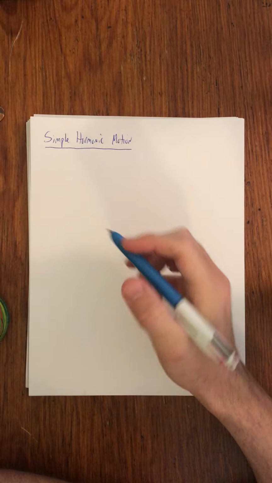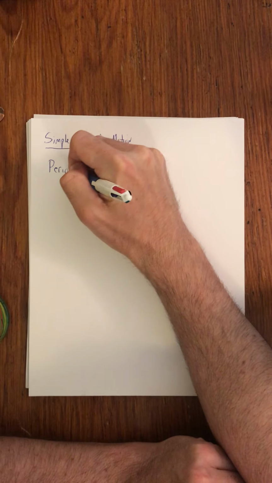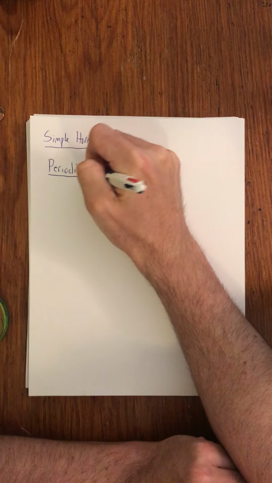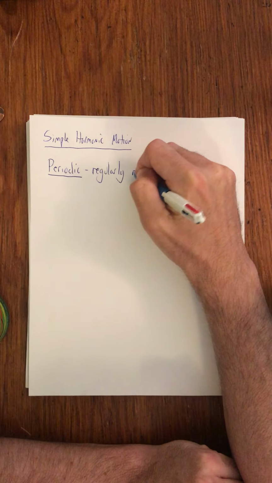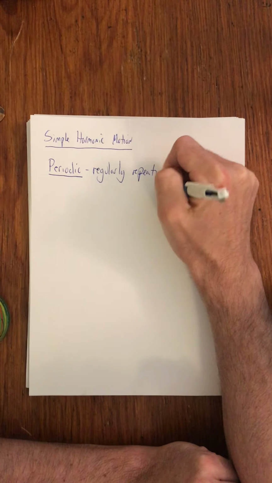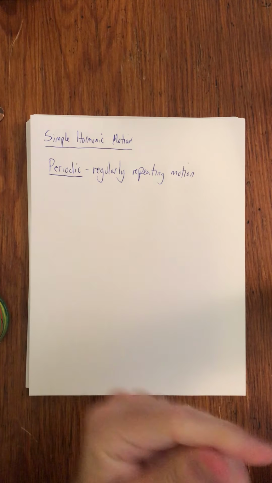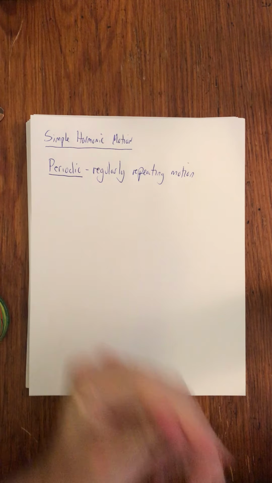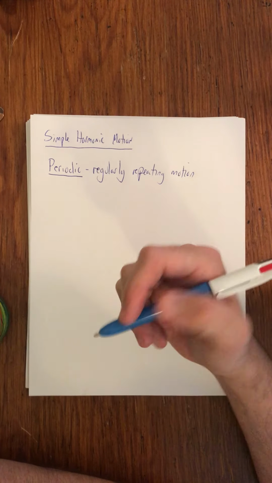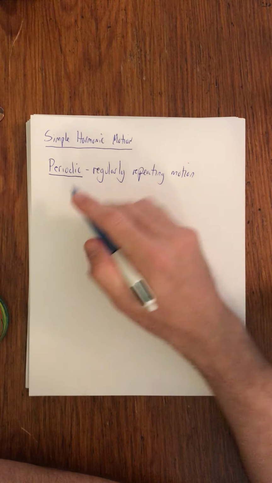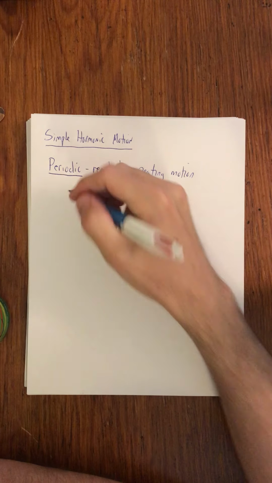That's not simple harmonic motion. That would be something that we would call a periodic motion. Periodic just means regularly repeating. There's no other constraints on it. So anything that is regularly repeating is periodic. The most important thing about a periodic motion is that it has a consistent period, or amount of time that the cycle takes, right?